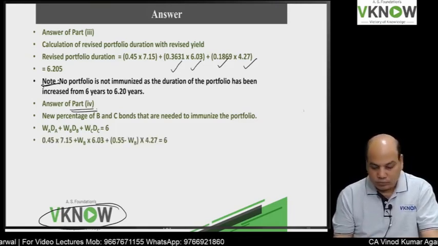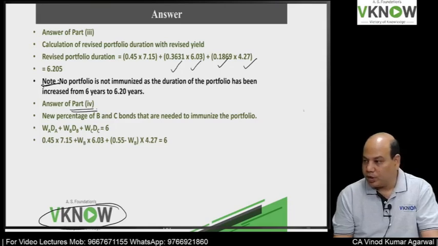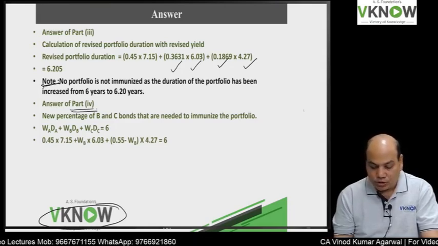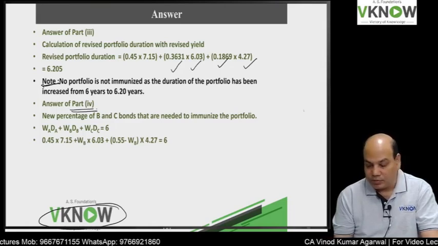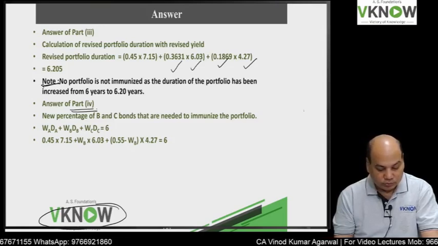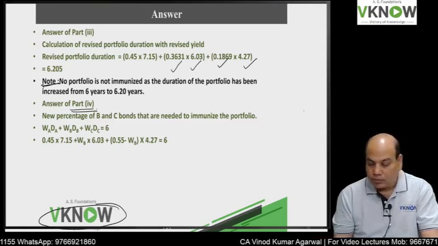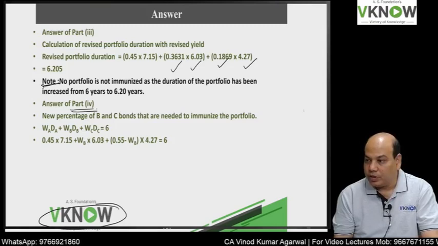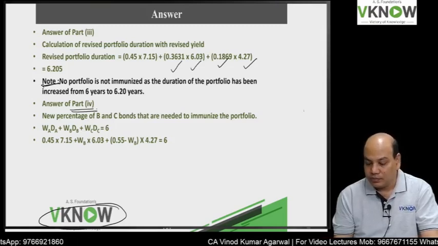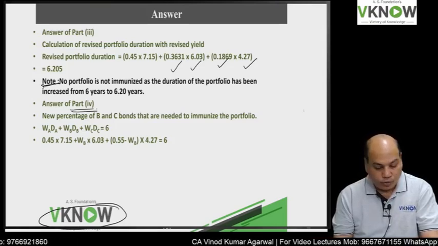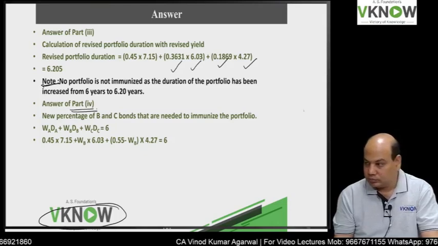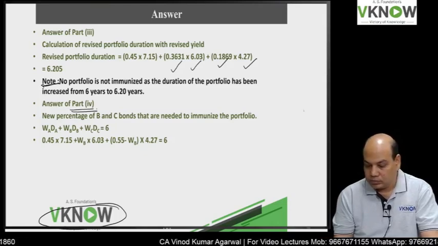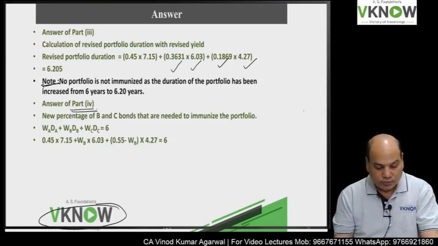Solve. WA is 0.45, which is given in the problem. Revised duration of bond A is 7.15 plus WB into 6.03 plus in bracket 0.55 minus WB into 4.27, and that is equal to 6.